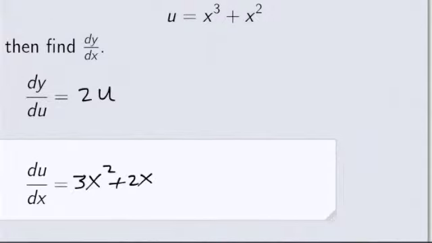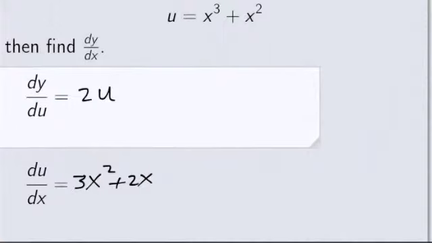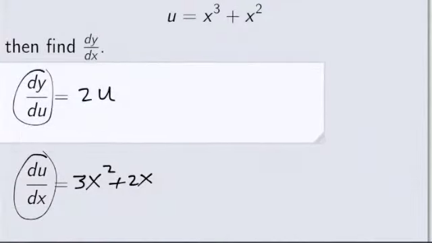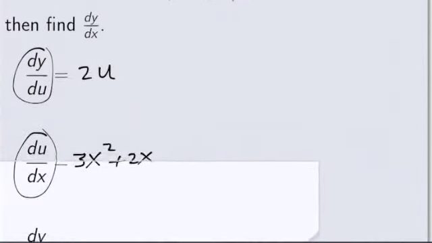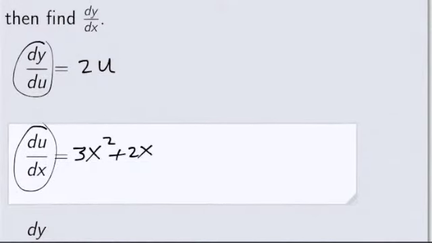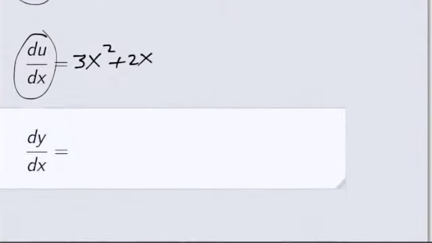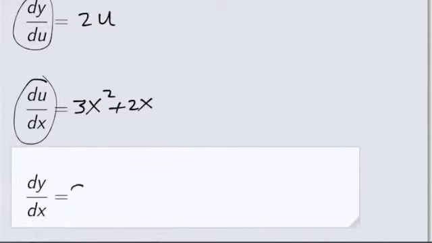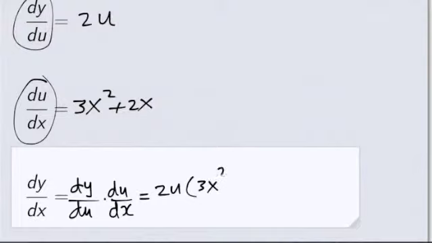So now that we've got dy du and also we got du dx, by multiplying dy du by du dx, we can obtain dy dx. So dy dx is just the product of dy du times du dx, and dy du is 2u and du dx is 3x squared plus 2x.